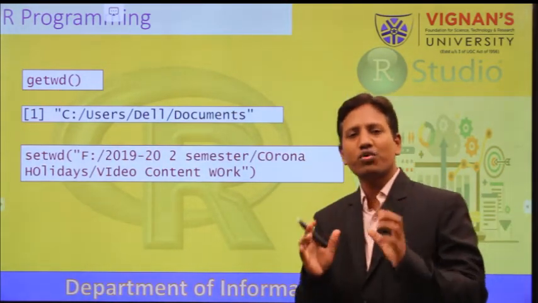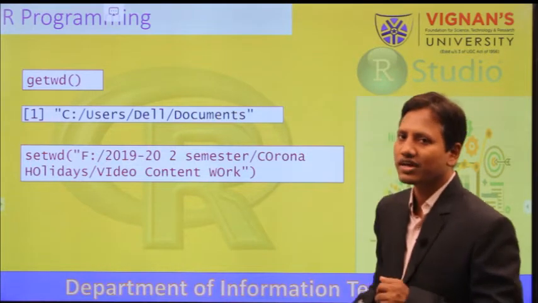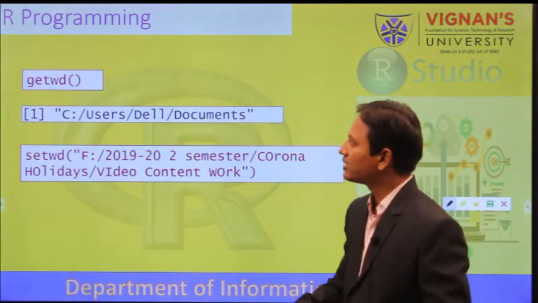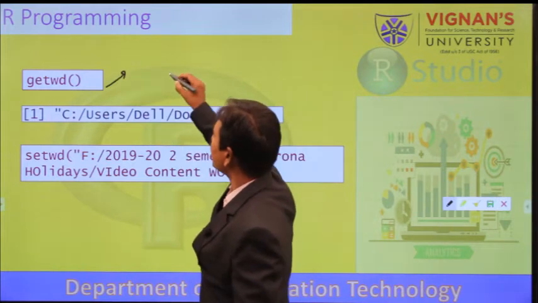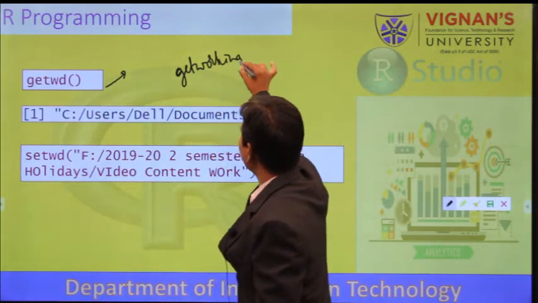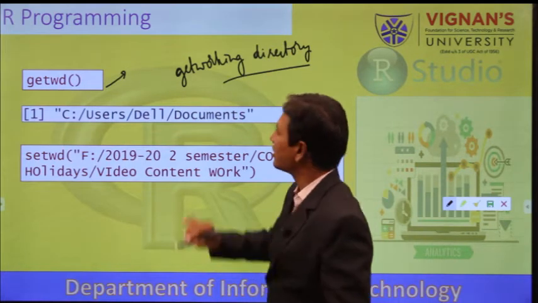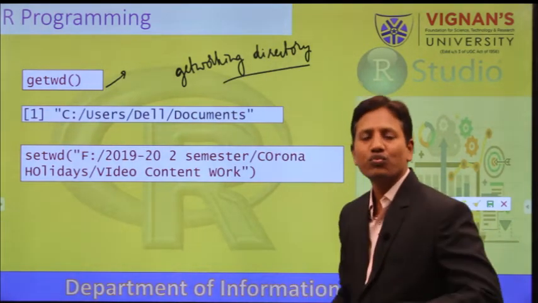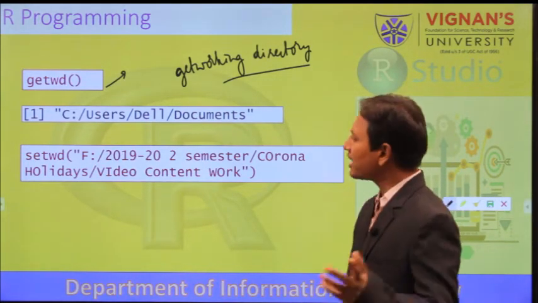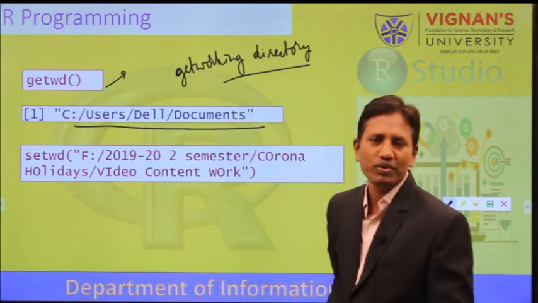So, before starting the project, we have to check what our working directory is. In previous classes, we have learned that getwd stands for get working directory. This is going to tell us where the R software is installed. In my case, it is in the C drive. In most cases it's going to be here only.